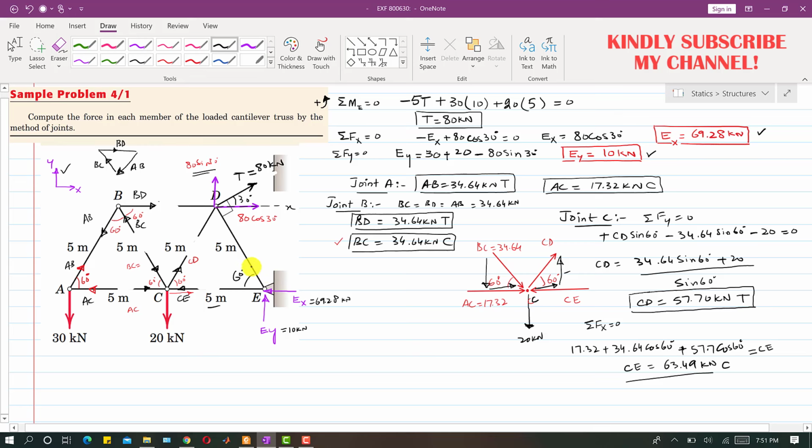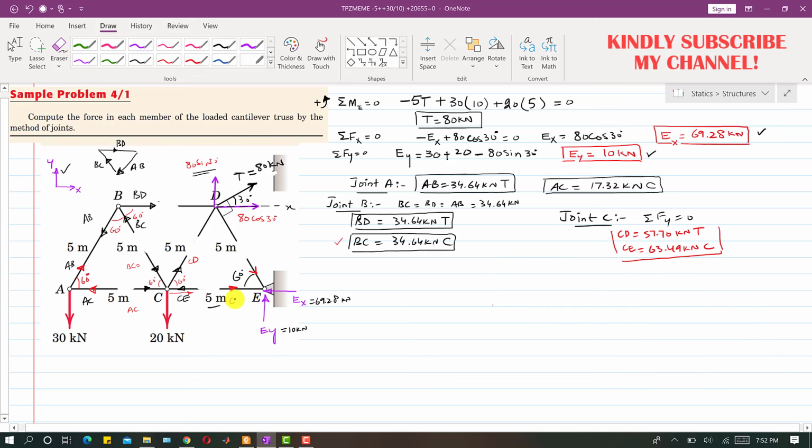If I solve joint E first, we have to separate this joint E. So at this point E, since we know this CE, and it is acting towards joint C, it will be acting towards joint E. So this will be the direction of that CE, and we do not know the direction of this DE, so let's say that this DE is acting in this direction. I will write that this is CE and this one is DE.